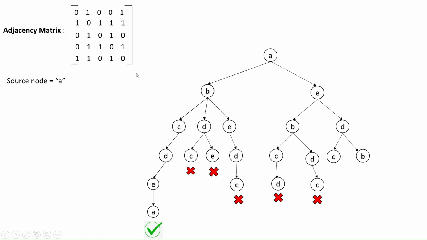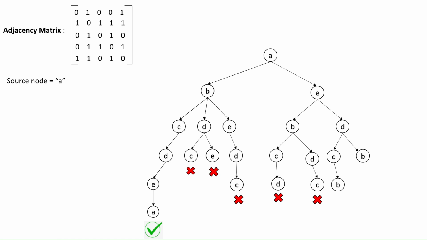Again check what are the adjacent nodes to C. Here the adjacent nodes to C are B and D. Here D is only listed, B is remaining. So we write B. Let us go to B and again check what are the adjacent nodes. Let us check here. All the nodes in the graph are listed.